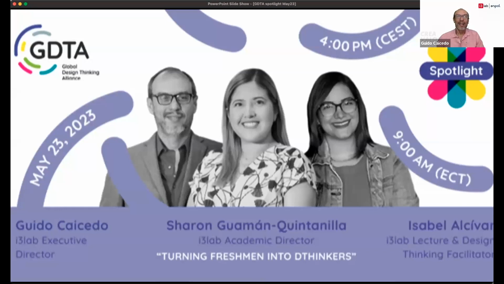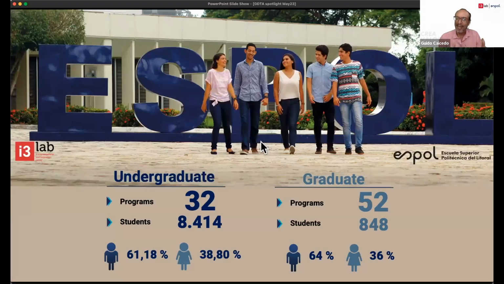I'm going to start, to put good use of my time. We are at ESPOL, and I'm going to introduce the university a little bit so you can get an idea of what we have here. We are a university of about 10,000 students. Most of the degrees are in STEM, and mainly engineering, but we have other degrees like economics and tourism and other things.